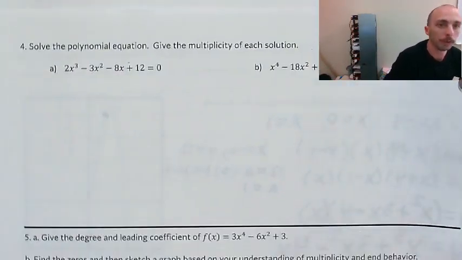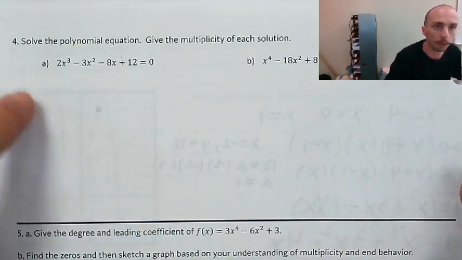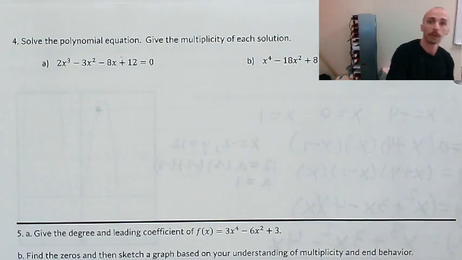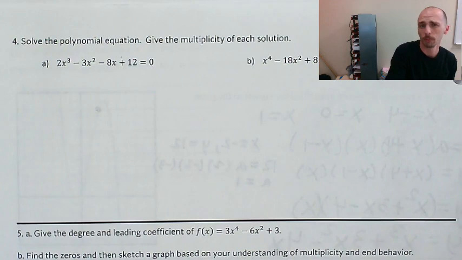Okay. Solve the equation, give the multiplicity of each solution. Okay, so probably we're thinking factoring, right? Because we're not going to use the cubic formula on this or the quartic formula. We're going to solve by factoring. And if that doesn't work, then we'll try using rational root theorem stuff.